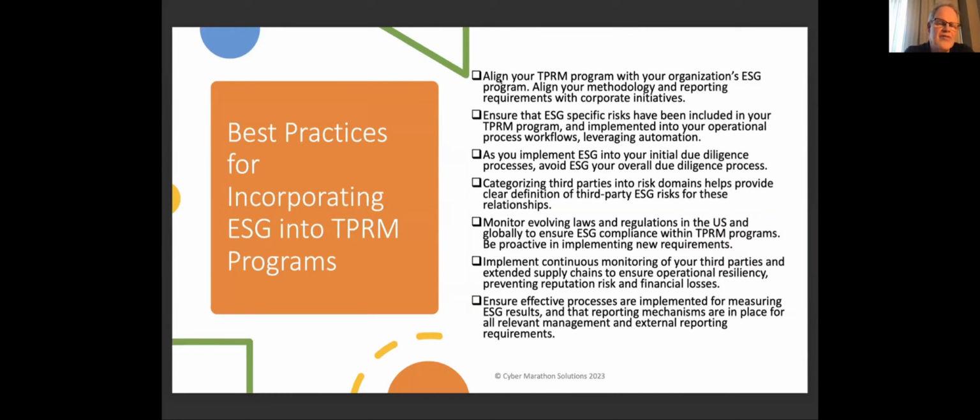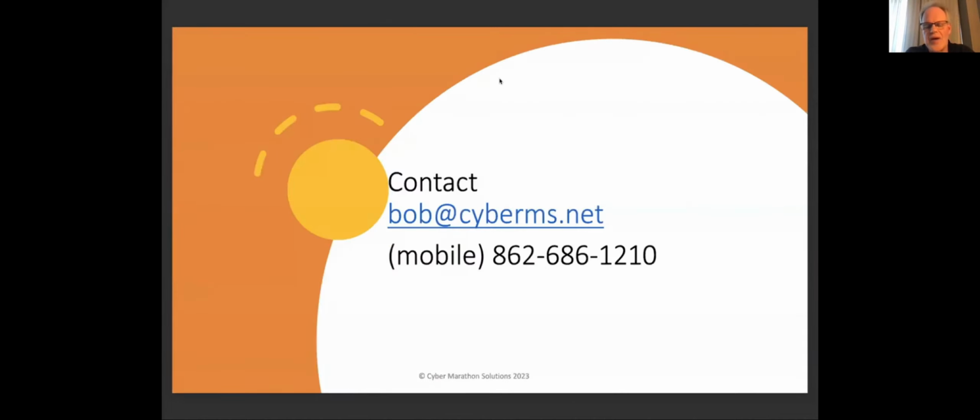And then you need to make sure you're reporting on the results of your ESG monitoring and that you're reporting to the right level of management. These are important factors in ensuring success in your program. So that's what I have today on ESG. I'm happy to take questions from anyone in the audience.